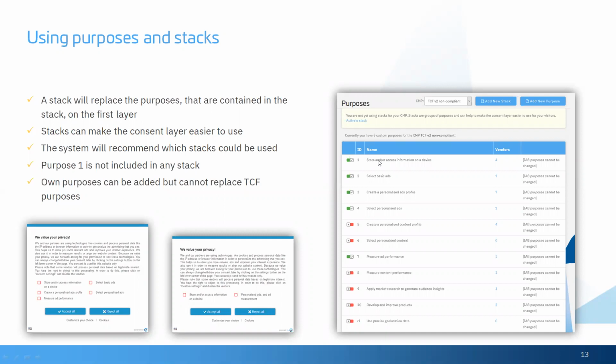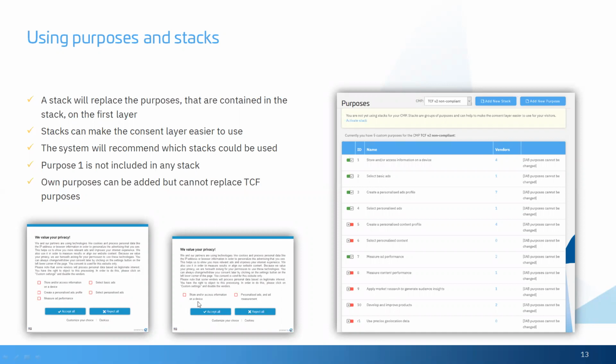The purpose 1, that's the cookie purpose, is not included in any of the stacks. So this purpose will always remain on the first layer. There's 42 stacks that basically cover all the logical or practical combinations, let's say it this way. So in most cases, you will find one single stack that replaces all of the purposes that you want to use. If you're using the special purposes, then there is a second stack for these. So then you will end up with 3 checkboxes on your layer. So that's kind of okay-ish.